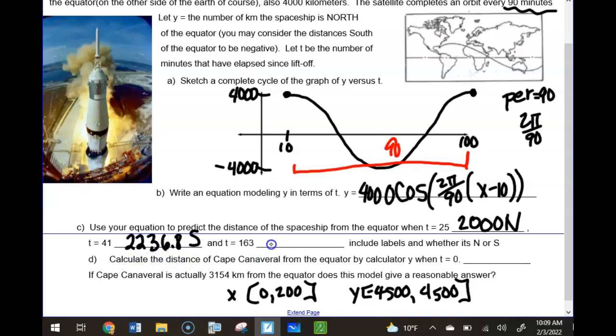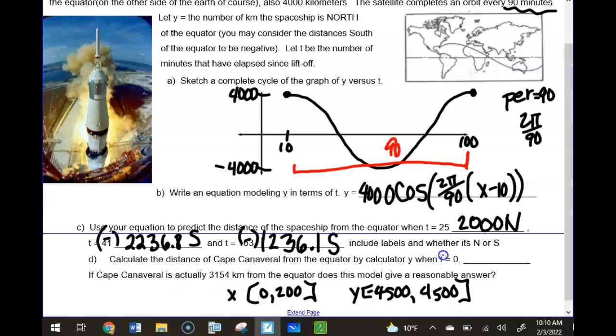Everybody agreeing? 163. Emma, did you get to 163? Can you say it one more time? Negative 1,236. And that was south, so it's negative. Okay. So it had a negative out here on both of these.